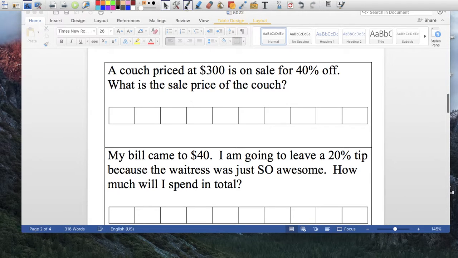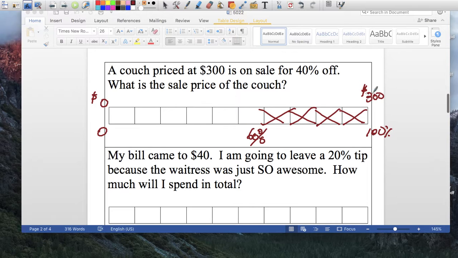The couch price of $300 is discounted 40% off. So this one we're going to make a little. That's 100%, that's $300. 100%, $0. So we're going to take this guy out. 20%, 30%, 40%. So 40% means this is how much we're going to pay, right?